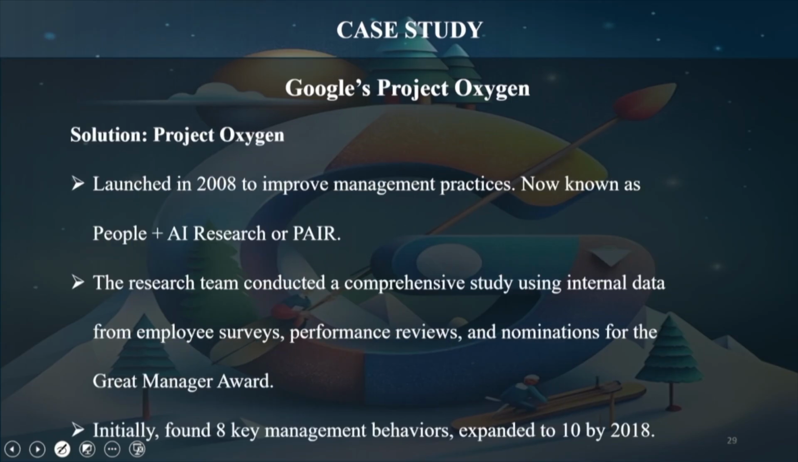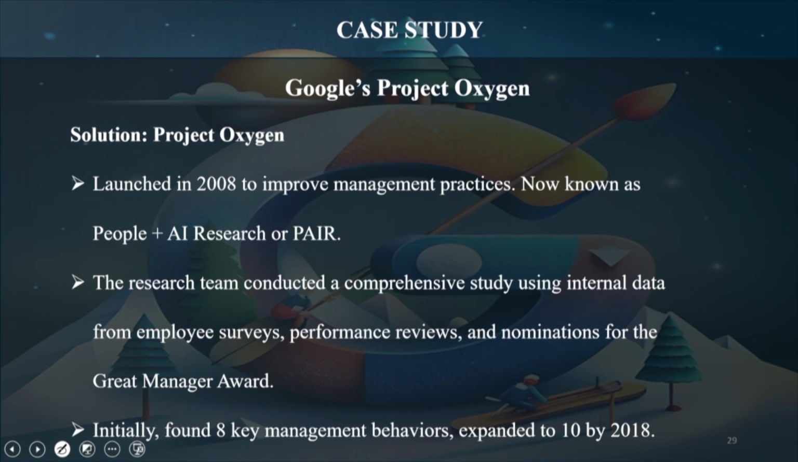The solution: Google's Project Oxygen, launched in 2008, is a research-based initiative aimed at improving management practices within the company. Spearheaded by Google's People Operations, now known as People Plus AI Research or PAIR, the project sought to identify the most important qualities that make a great manager. The research team conducted a comprehensive study using internal data from employee surveys, performance reviews, and nominations for the Great Manager Award. The objective was to identify management behaviors that correlated with improved employee satisfaction, retention, and productivity for that matter. Based on this analysis, Google initially identified 8 core behaviors most closely linked with high-performing managers.